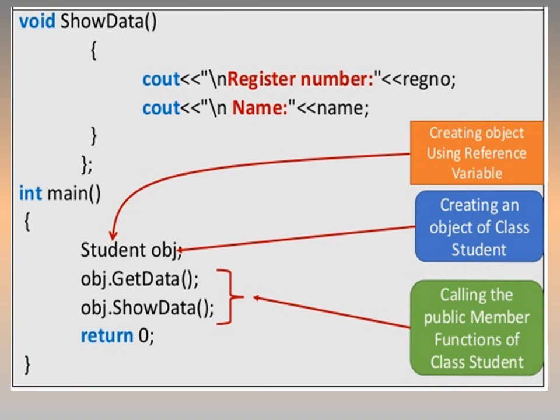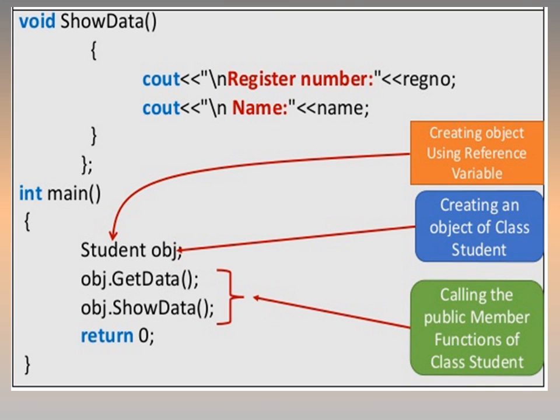Now we declare void show data. In this member function, we write cout register number and cout name. So whatever data we are taking, we are displaying by using show data, and here is the completion of the class student. Then int main, student obj. So here we are creating an object of the class student, named obj. Then obj.get data, obj.show data, return 0. So here, by using the object, we are calling the public member functions of the class student.